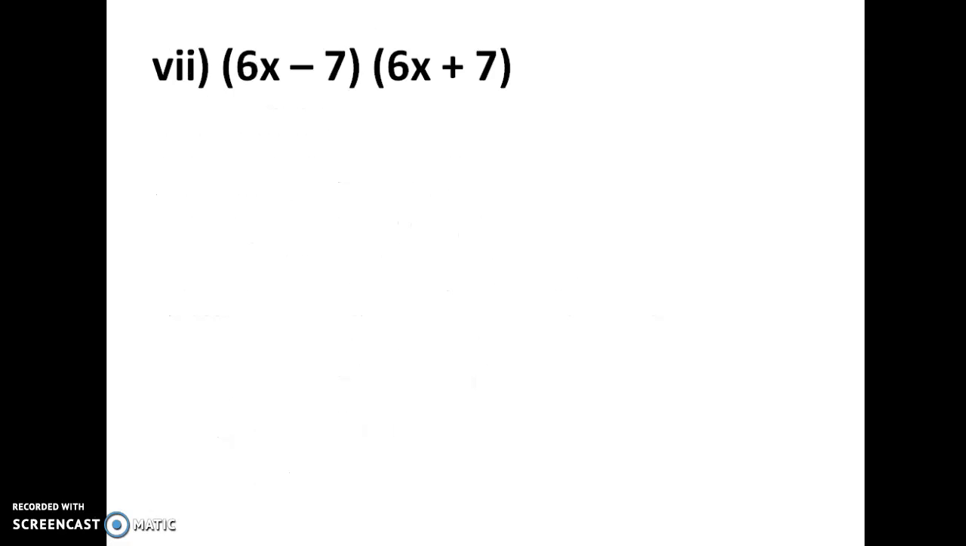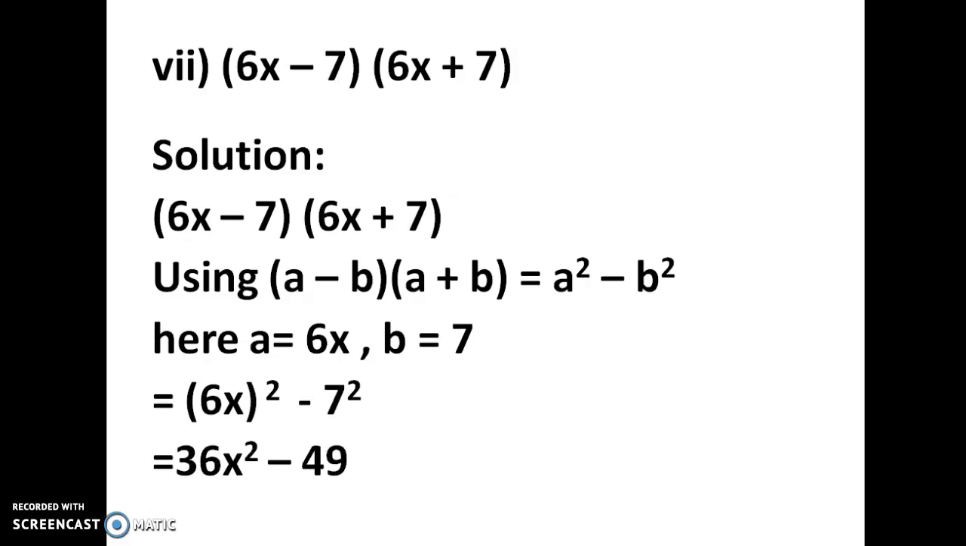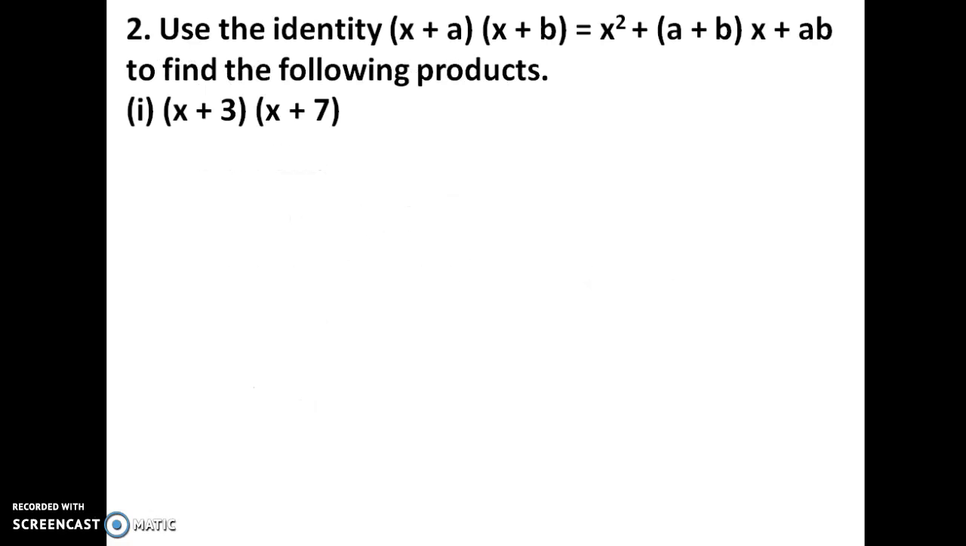So that's the answer. Then (6x − 7)(6x + 7). This is also the same identity, (a − b)(a + b) = a² − b². So a is 6x and b is 7. Put it in the identity, you will get (6x)² − 7². 6² is 36 and x², so 36x² − 49.